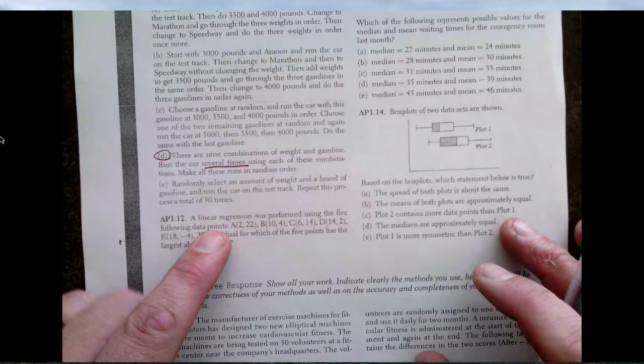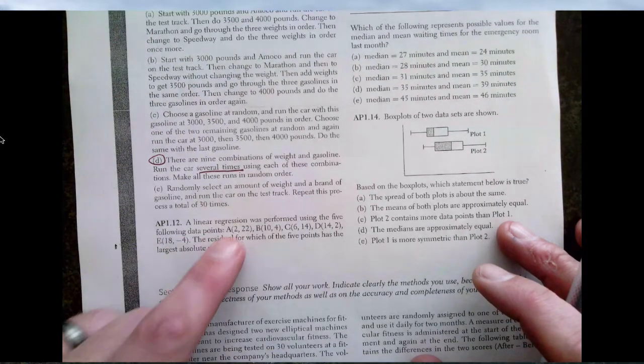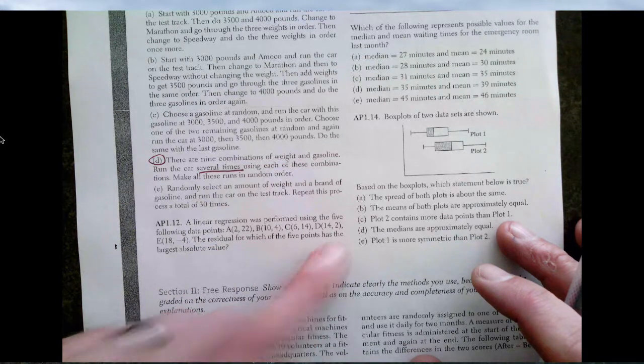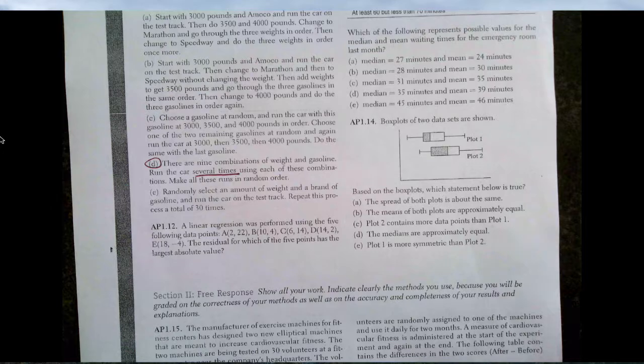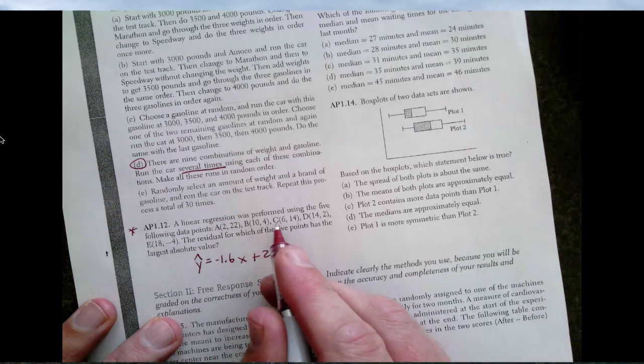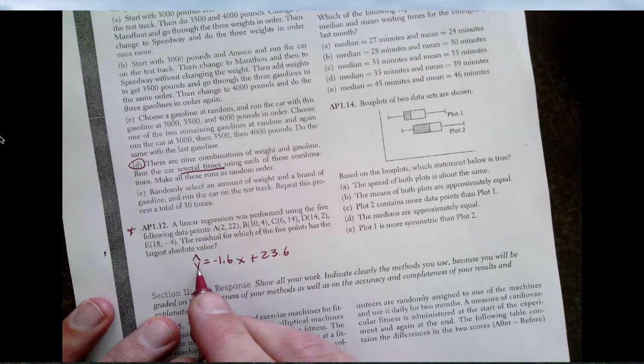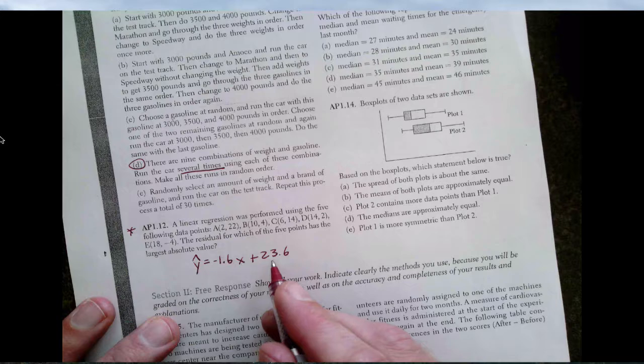All right, a linear regression was performed using the 5 following data points. The residual for which of the 5 points has the largest absolute value? Okay, so absolute value means furthest from its actual prediction. So you've got to do a couple things. The first thing you've got to do here is find the actual regression equation. So let's do that. When you type in these ordered pairs into your L1, L2, and you run the linear regression, you find that your predicted y is equal to negative 1.6x plus 23.6. Okay, so slope negative 1.6 and your y-intercept of 23.6.